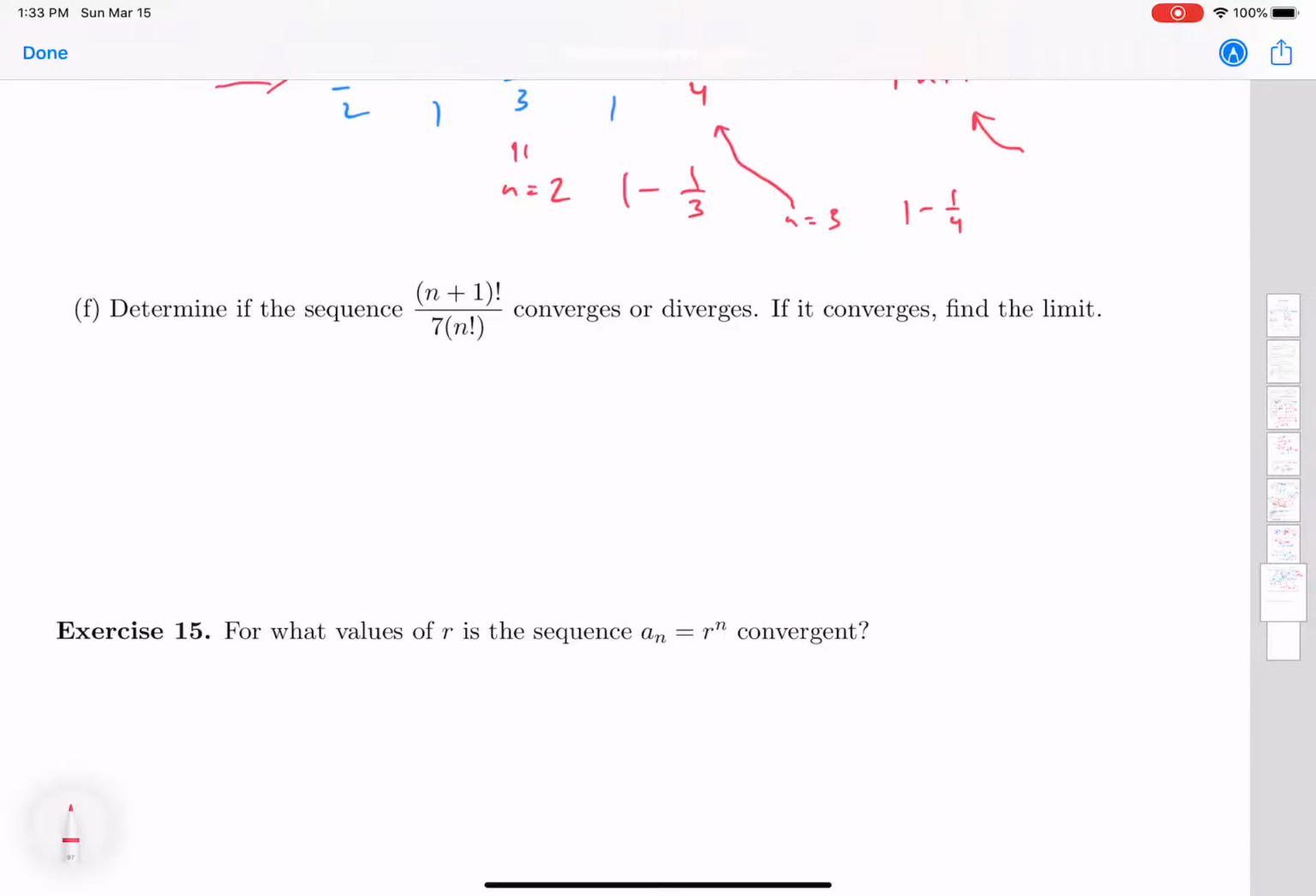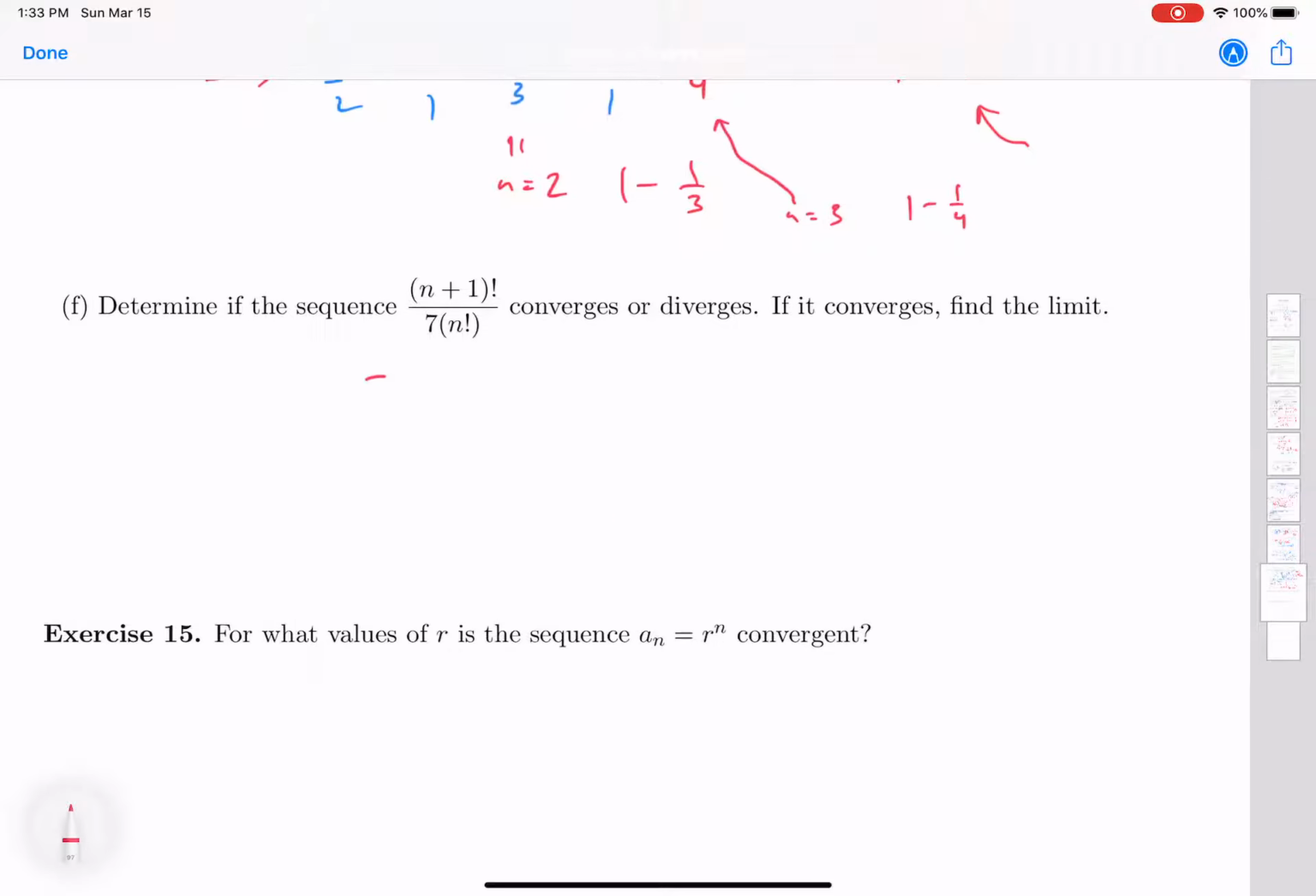All right, letter F, determine if the sequence (n plus 1) factorial over 7 times n factorial converges or diverges. And for this one, I told you to just simplify the expression. So we can think here, let's just suppose we gave n a value, like n equals 5. Then this would be 6 factorial divided by 7 times 5 factorial.